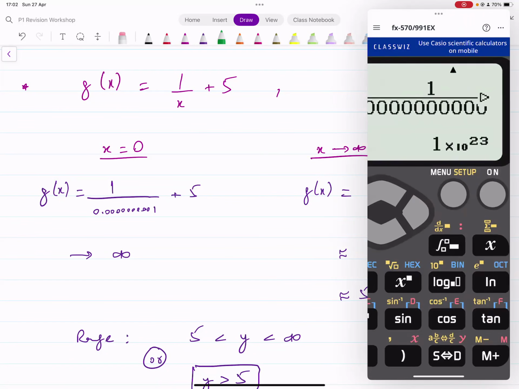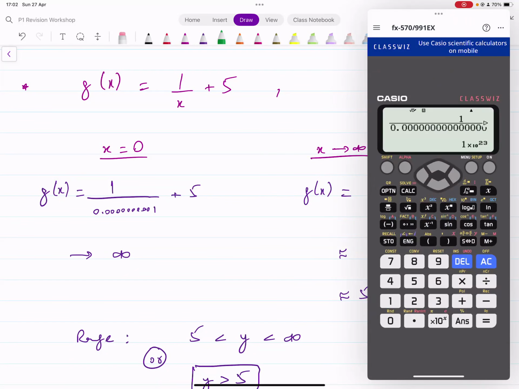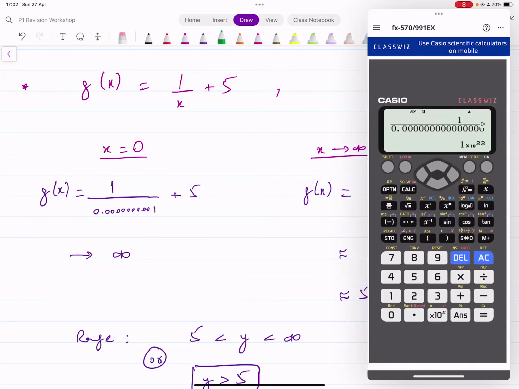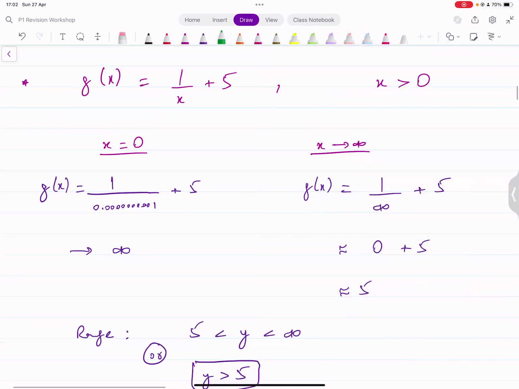That's 10 raised to power 23, or however many zeros you have there. Depending on that, you'll get a very large number here. So what that tells you is that when x is close to 0 here, the value of this whole function is extremely large. So that goes towards infinity. Or another way to think about this is, just remember, when you have 0 in the denominator, the value becomes very large. Although, strictly speaking, in mathematical terms, we say that this is undefined.